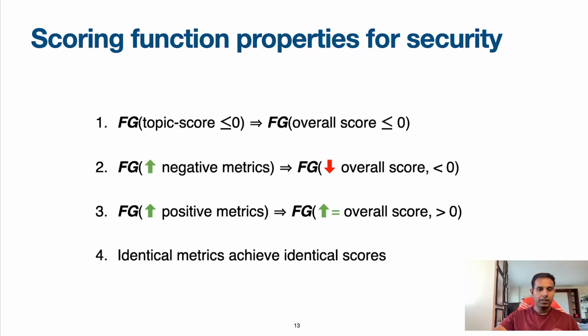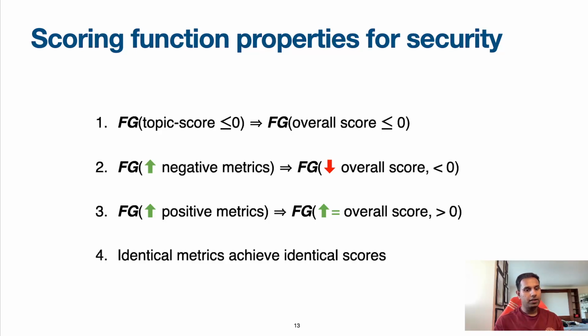Property 1 states that if after some point in time, the component of the score in a particular topic is continuously less than or equal to 0, then after some point in time, the overall score must also drop to less than or equal to 0. Property 2 states that if after some point in time, the negative metrics of a peer start increasing, then after some point in time, it is the case that the overall score for that peer drops and eventually it has to go below 0.